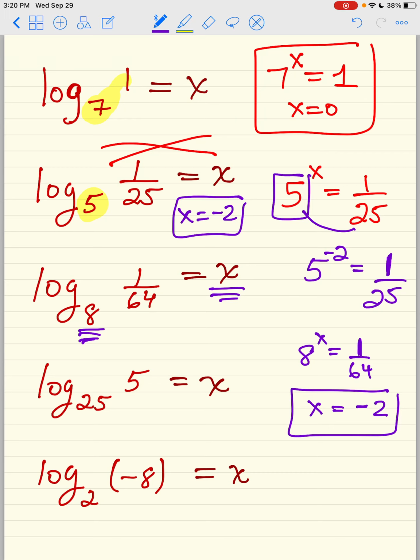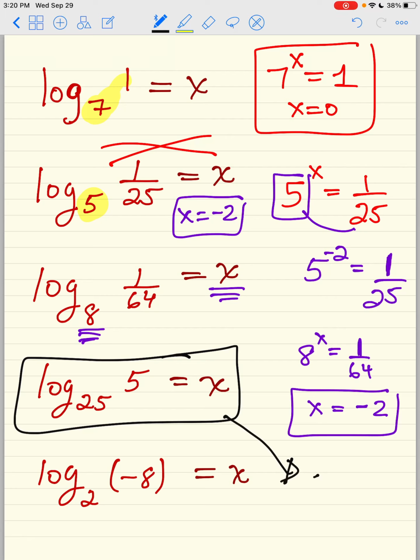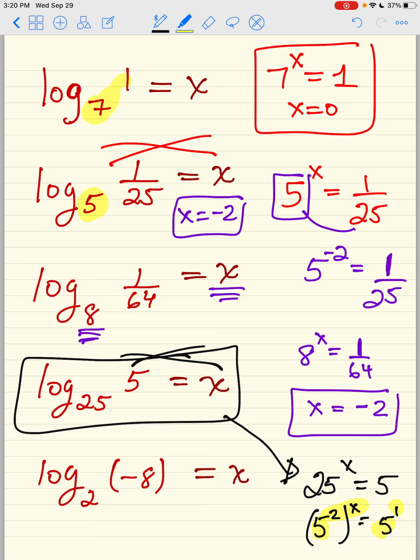Okay, let's try another color. Lift and shift. Lift the 25. Okay, now I'm kind of stuck here, right? So what I'm going to do here is get them down to common bases. I can rewrite 25 as 5 squared. And I know 5 is 5 to the first. When the bases are the same, we kind of ignore them and set 2x equal to 1.